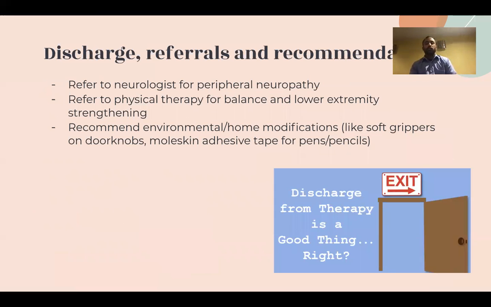So for discharge, we want to refer her to a neurologist for her peripheral neuropathy, and refer her to physical therapy for balance and lower extremity strengthening. We're going to recommend environmental and home modification like soft grippers on doorknobs, and a moleskin adhesive tape for pens and pencils. We had some at the therapy room, so we gave some to her to take home to wrap around her pens and pencils so that she could use them at home.